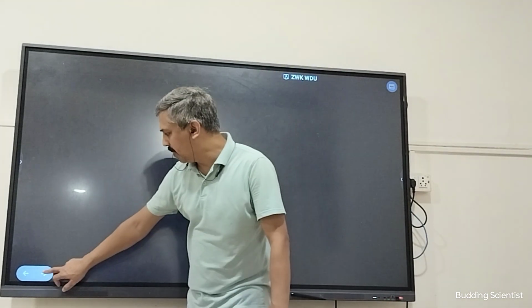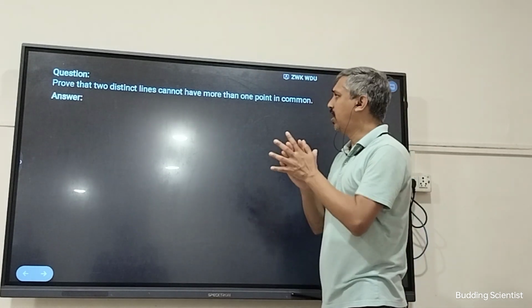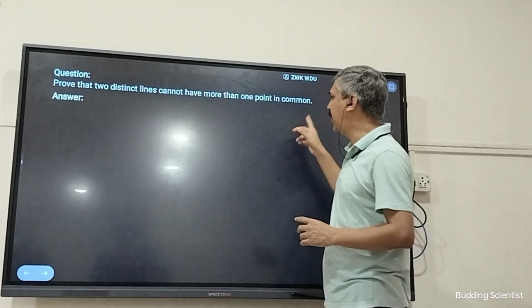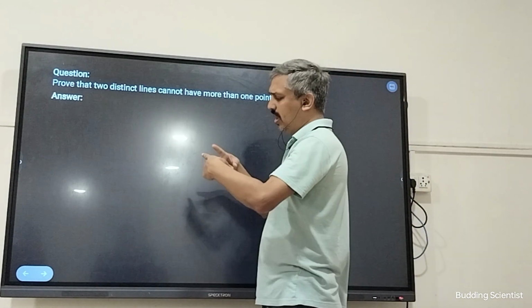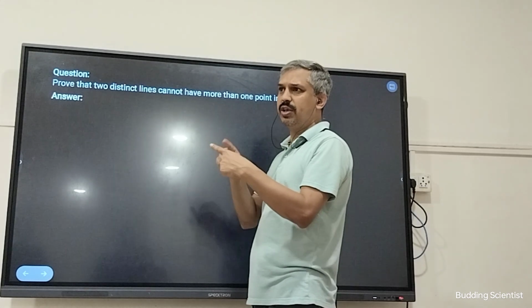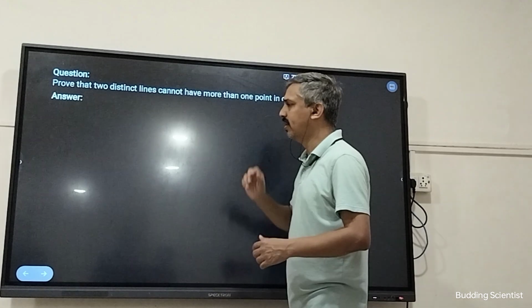Okay, let's see this problem now. The problem is prove that two distinct lines cannot have more than one point in common. So it basically means that if there are two distinct lines and they cross each other, then the crossing or the intersection or the common point can only be unique, one point.